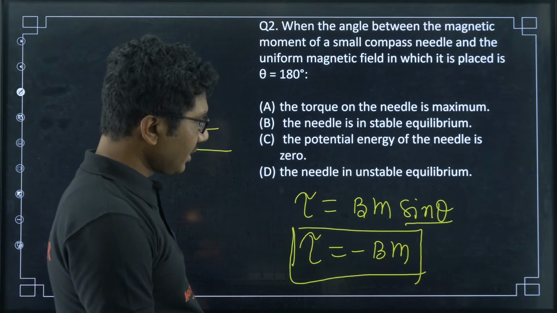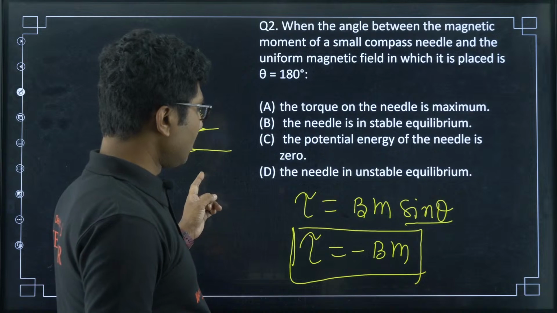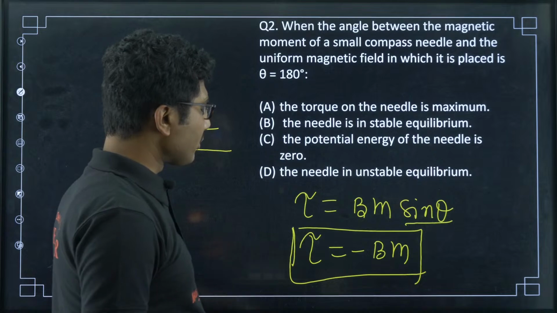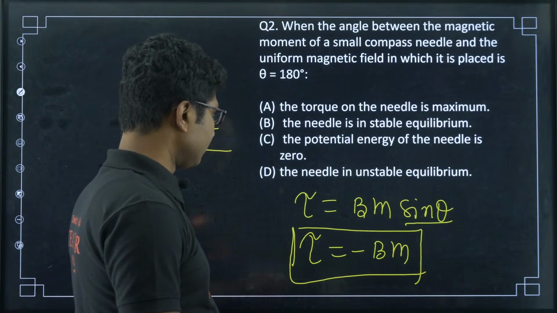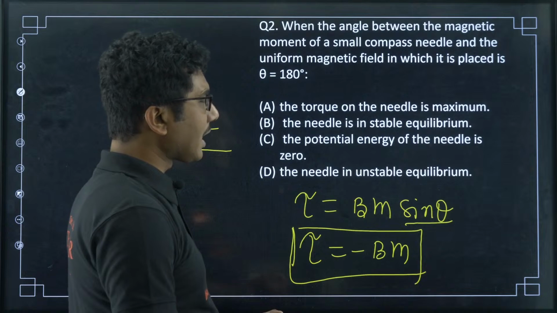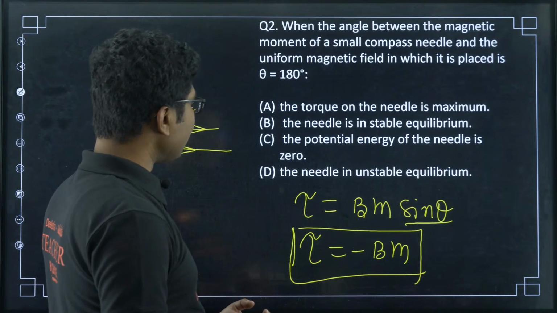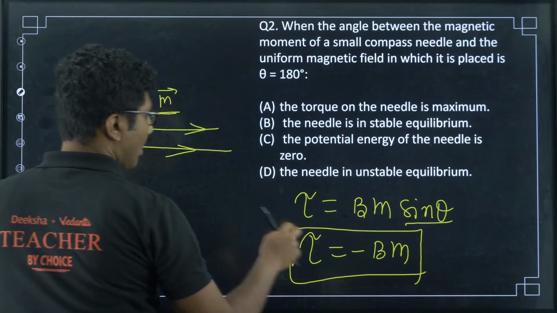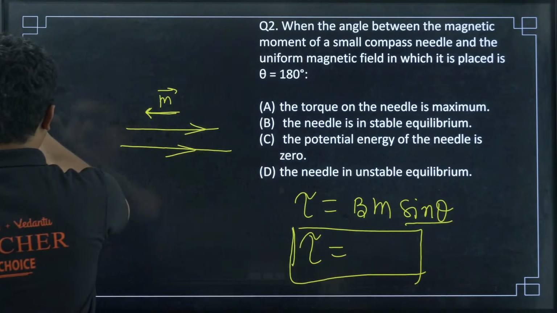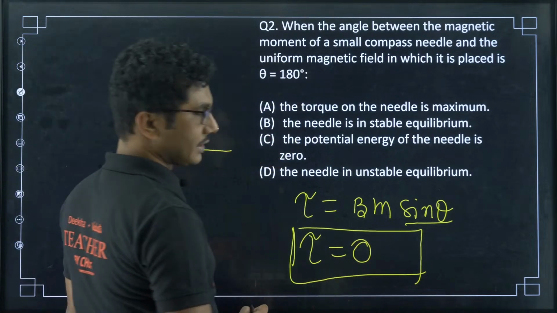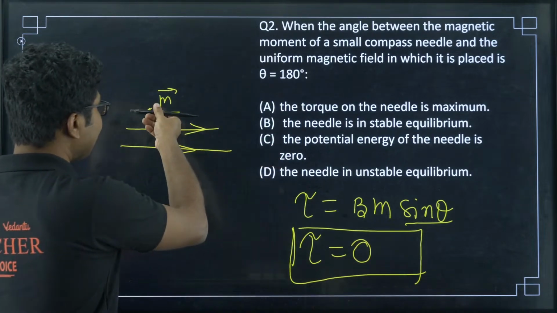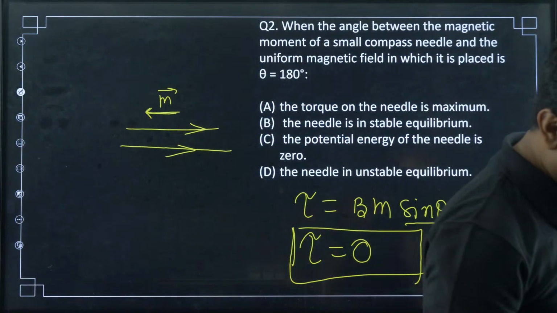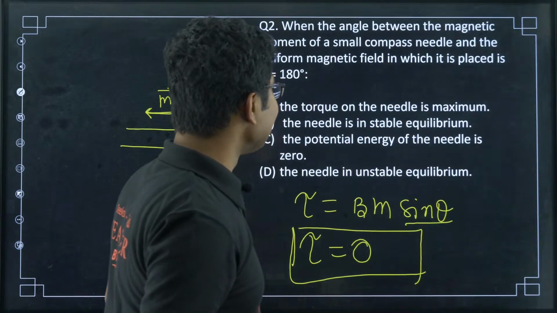Am I making a mistake here? Torque is m cross b, right? M cross b, so it is Bm sin theta. Sin 0 is 0, sin 90 is 1, sin 180 degree is 0. So torque will be 0 in this case. Even though it is like this, because it is in the opposite direction, the torque will be 0.